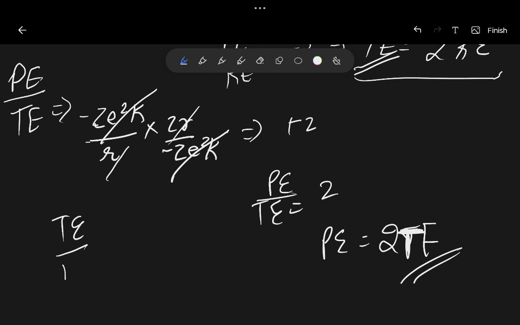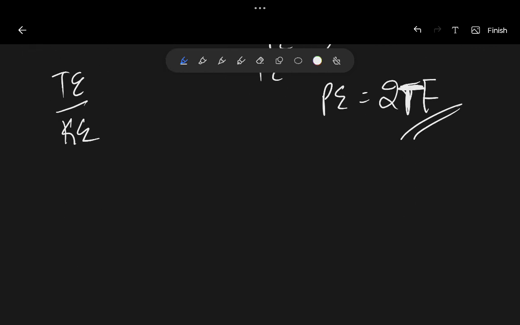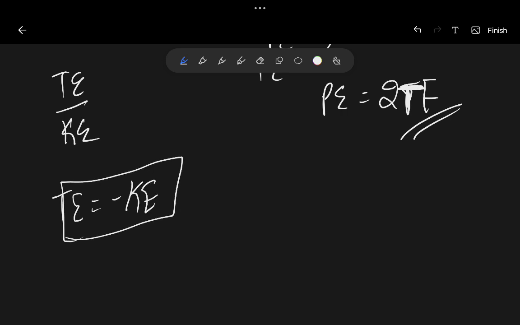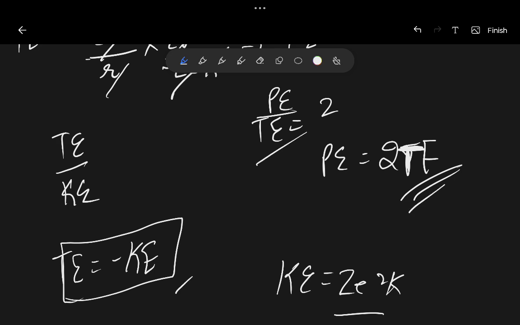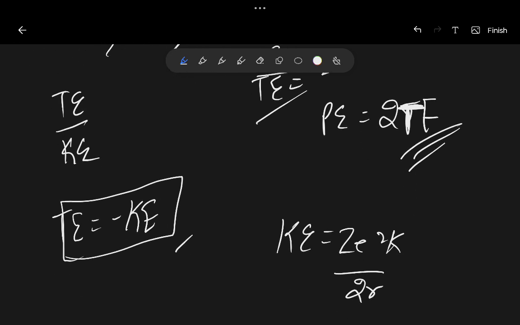Now just like this you can find total energy upon kinetic energy, and you will get that total energy is equal to the negative of kinetic energy. So you can just remember this formula, and the rest you can just remember as these relations between them. It would be really easier for you to solve the questions when you are learning and memorizing the relations between them.